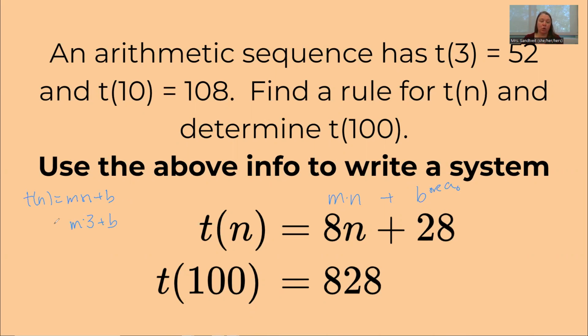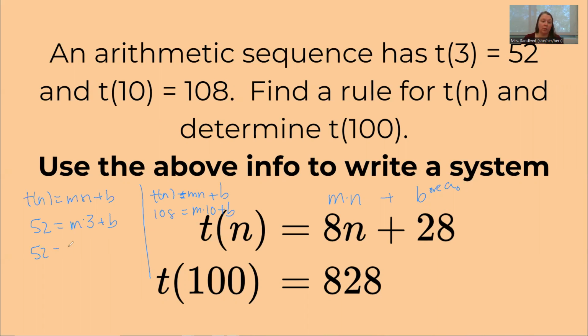I know the value of that term is 52. Okay, and then I'm going to do it again. When it's term 10, so when n is 10, I know the term value is 108. So to write my equation here, I need to know what m and what b are.